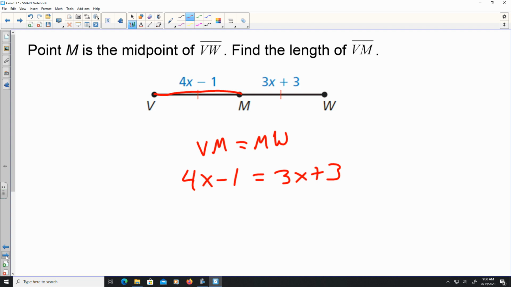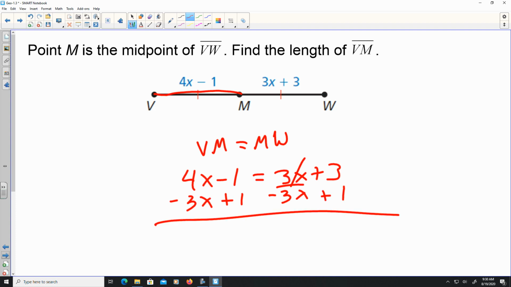So I'm going to get 3X to the other side, subtracting 3X from both sides, and I'm also going to add 1 to both sides here. So this gets canceled, this gets canceled. 4X minus 3X is 1X, and 3 plus 1 is 4. X equals 4 doesn't answer the question yet. They want you to find the length of VM.